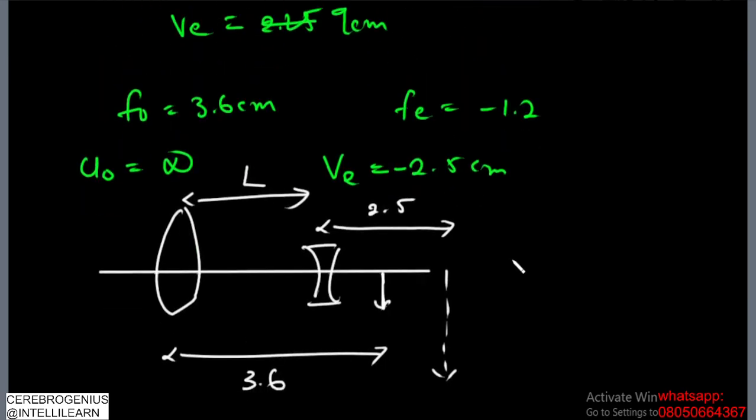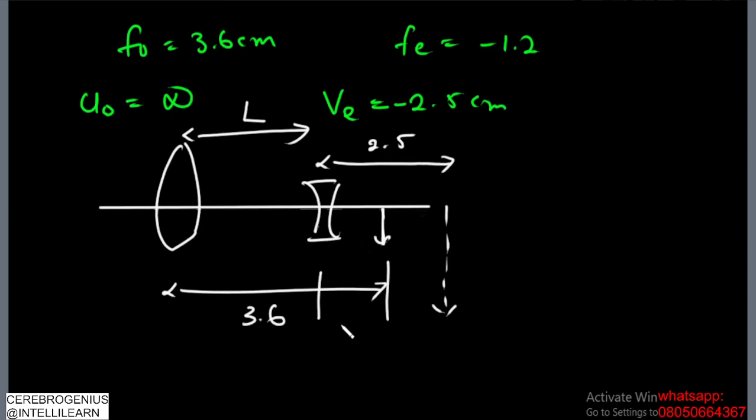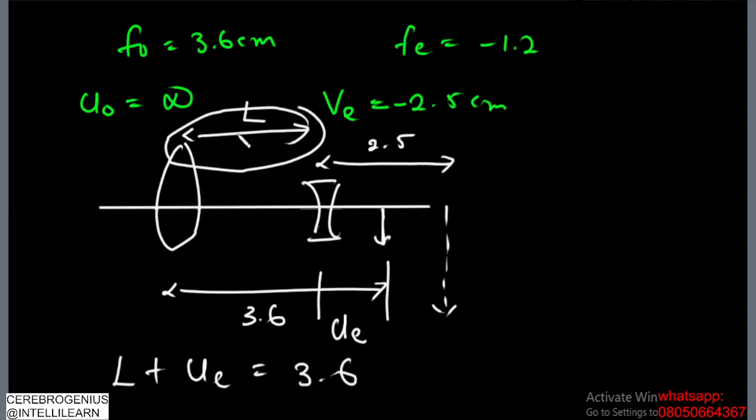So the first thing we are going to do is to get this distance. Now look at this. If we know this small distance, which is the distance of the object from our eyepiece, that's UE. So if you know UE, you just remove it from 3.6 and we get the length, right? So from what I have drawn here, you see that L plus UE is equal to 3.6, right? From here to here is L, from here to here is UE, right?